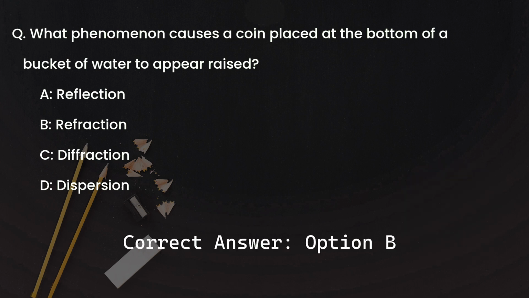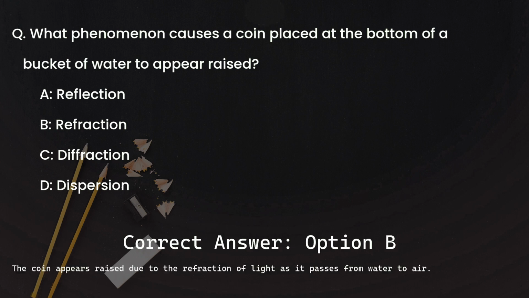The correct answer is option B, which is refraction. The coin appears raised due to the refraction of light as it passes from water to air.